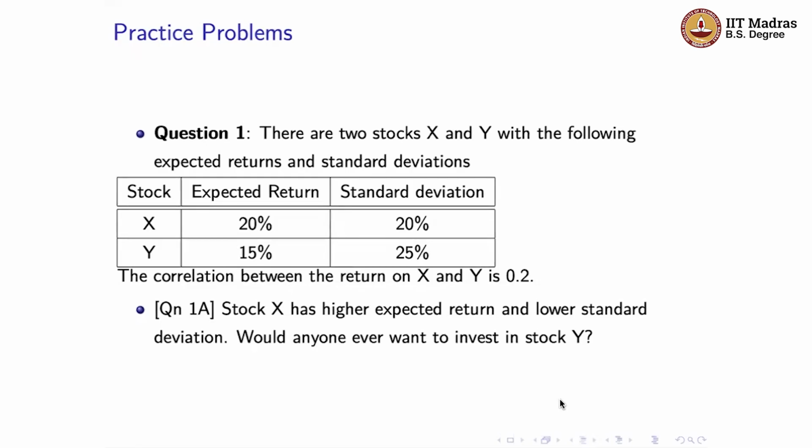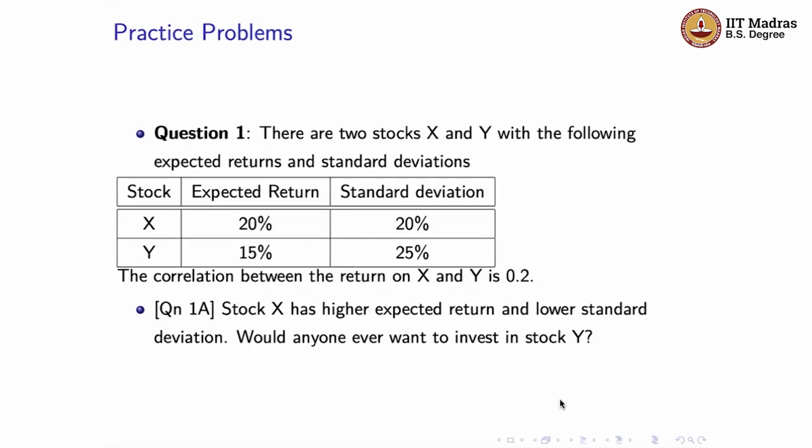So we have two stocks, X and Y, with the following expected returns and standard deviations. Stock X has an expected return of 20% and a standard deviation of 20%, and stock Y has an expected return of 15% and a standard deviation of 25%. We are also told that the correlation between the return on X and Y is 0.2.